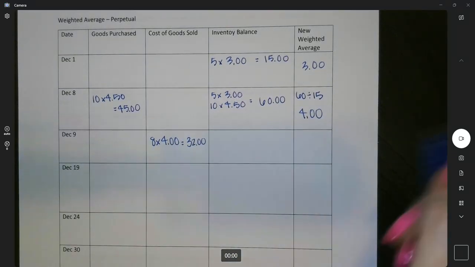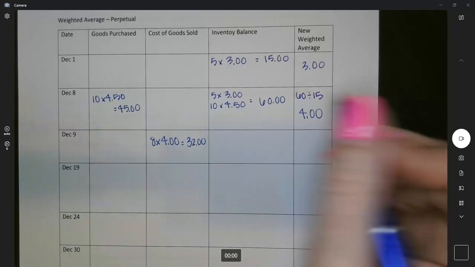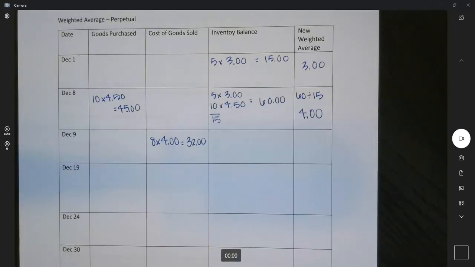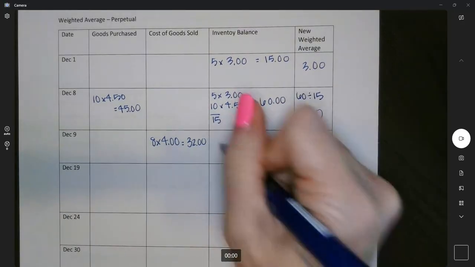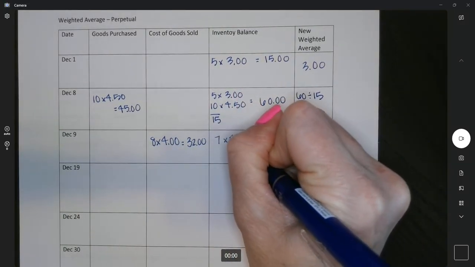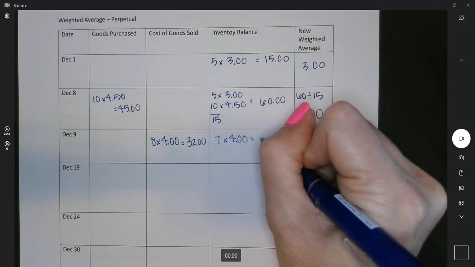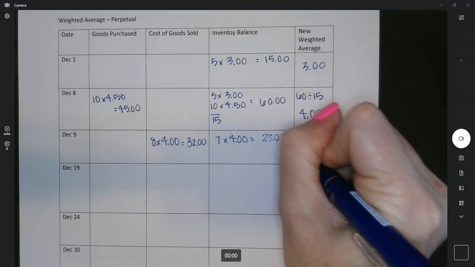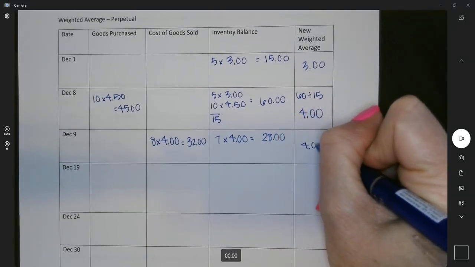Right now, we had 15. I'll put right here 15. We had 15 units. We subtract out 8, and now we have 7 units at a $4 weighted average, which is $28. Still $4 weighted average.